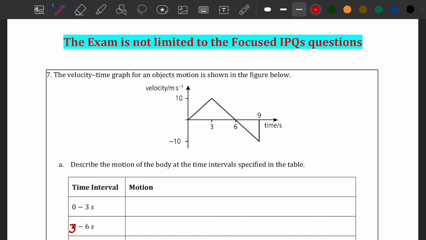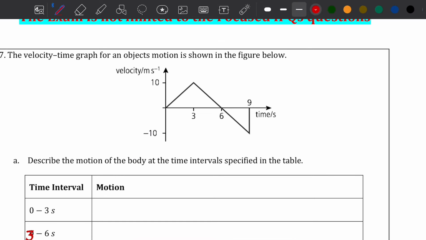Okay, in question number 7, it is asking: the velocity time graph for an object's motion is shown in the figure below. Describe the motion of the body at the time interval specified in the table. So we want to describe the motion of the body according to the graph which is given to us, and it's a velocity time graph.